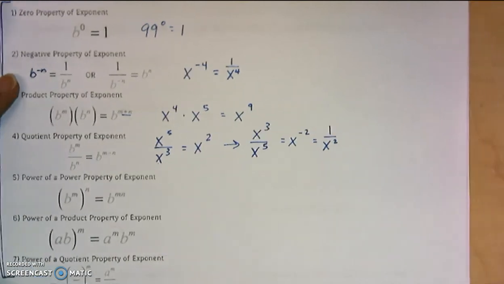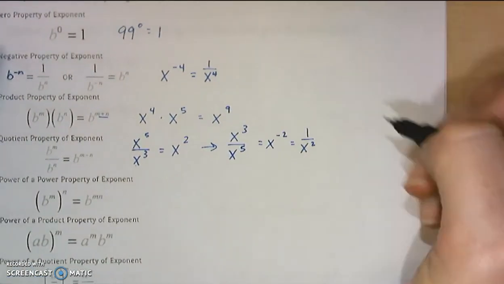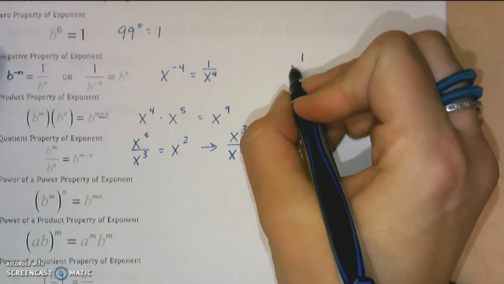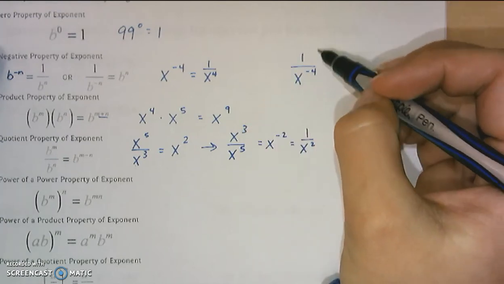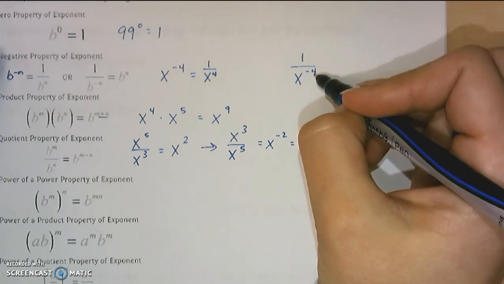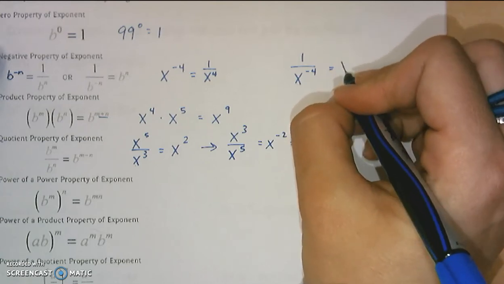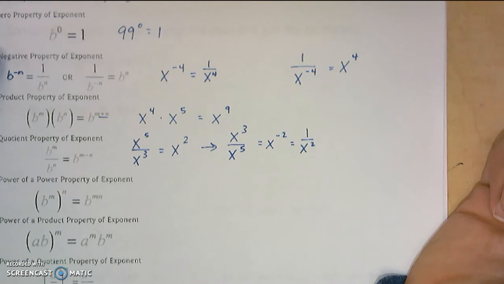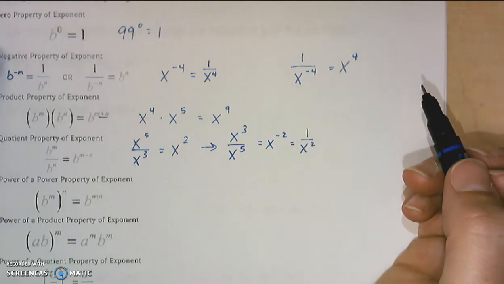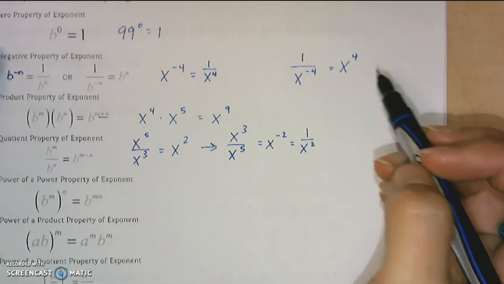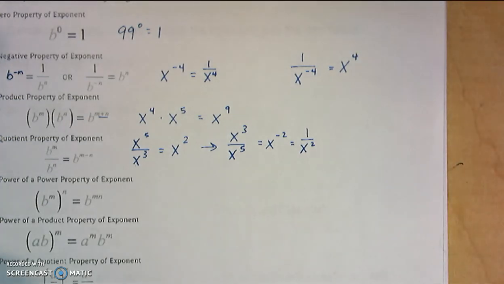Likewise, the same sort of thing: if I have 1 over x to the negative 4, it's already a fraction. So to get rid of this negative, we're going to throw it to the top. Now this becomes x to the 4th. Wherever it is, top or bottom, we're going to put it in the opposite position if we have a negative involved.